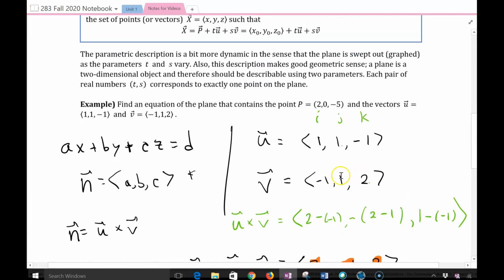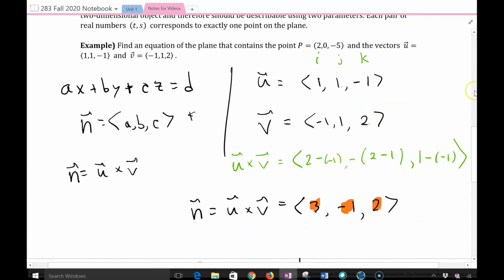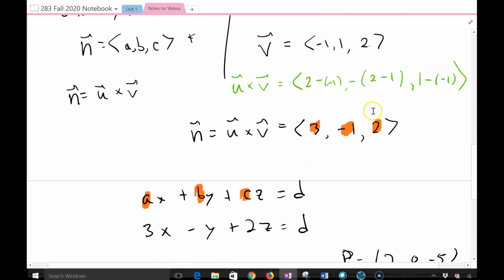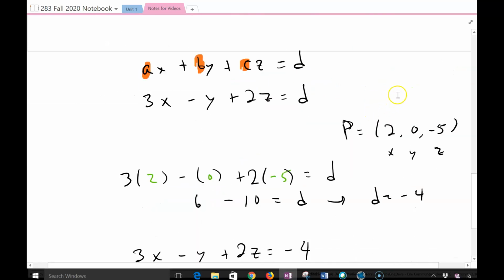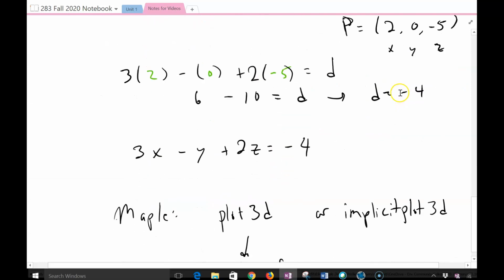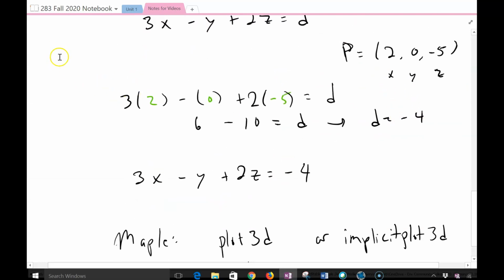So just to recap, what did we do with this example? We found the equation of a plane, and to do that, we have to find a normal vector. We were given two vectors in the plane, and therefore their cross product will give us a vector normal to the plane, and that combined with the point that lies in the plane will help us determine the equation. And that's it for this video.